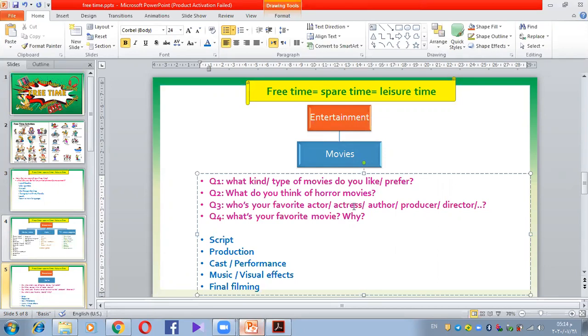Who is your favorite actor? Who is your favorite actress? Who is your favorite author? Who is your favorite producer, director? Actor like Ahmed Helmy, actress like Mona Zaki, author, a person who writes the story, like Usama Anwar Okasha, director like Youssef Chahine. You can say producer, who is a famous producer.